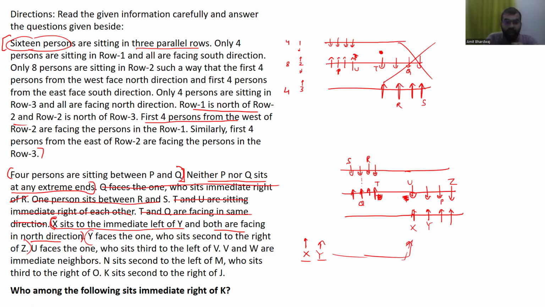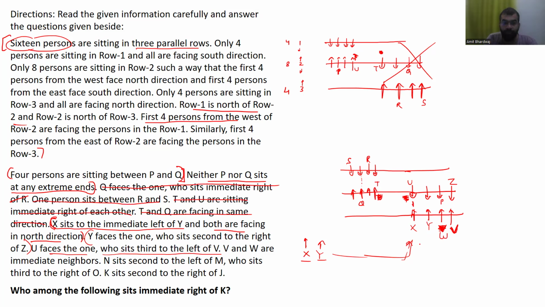Y faces the one who sits second to the right of Z. Done. U faces the one who sits third to the left of V. Third to the left of V. Definitely V should be here. Sorry. Third to the left of V means V should be here, right? Not here. Third left of V should be this, and U faces the one who sits third to the left of V, correct? V and W are immediate neighbors, so W should be this. Yes or no?